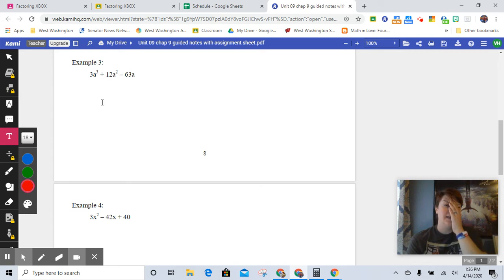Example number 3. Oh my goodness, it's got an a cubed. It's got an a in every term. Oh wait, it's got an a in every term. And it's got these huge numbers. Anybody know what 6 times 63 is? Yeah, me neither. But I do know that 3 goes into 3, 12, and 63. So this one has a GCF.